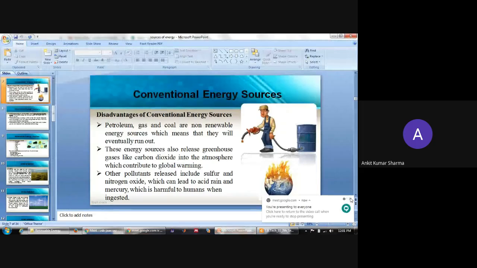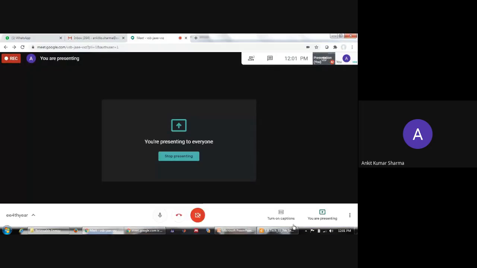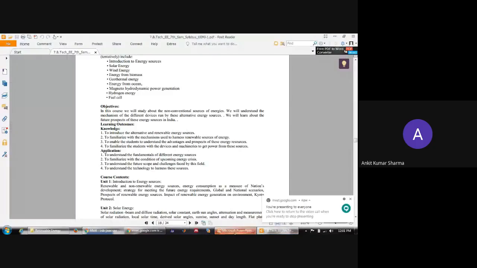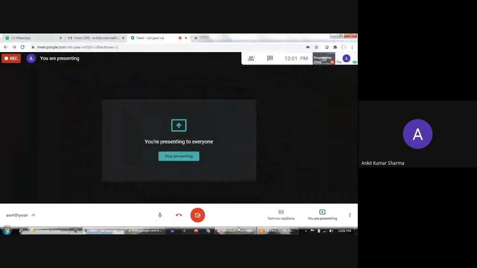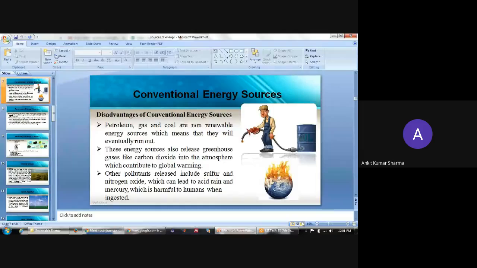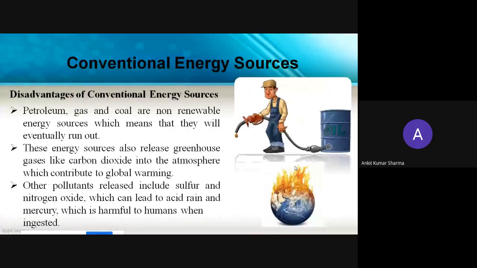The second disadvantage is the greenhouse effect. You all know about the greenhouse effect and its impact. These energy sources also release greenhouse gases like carbon dioxide. The main pollutant is carbon dioxide in the atmosphere, which contributes to global warming. The other pollutants released include sulfur and nitrogen oxide, which can lead to acid rain, and mercury, which is harmful to humans when ingested.